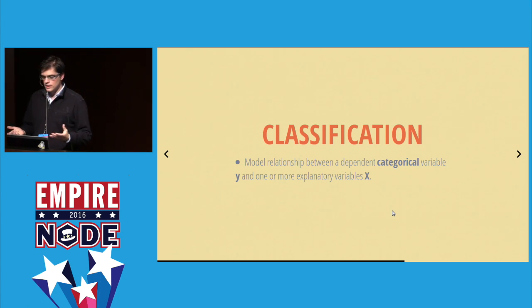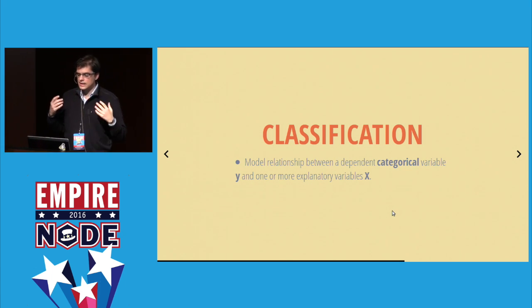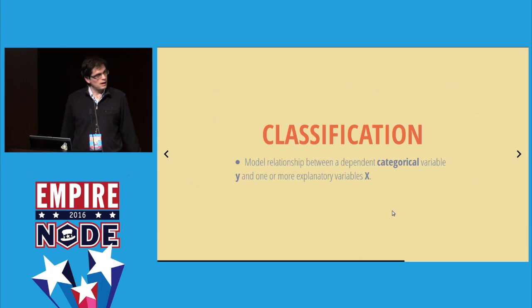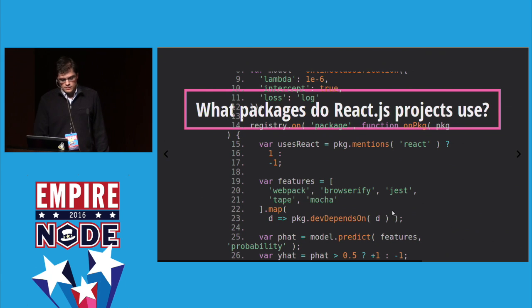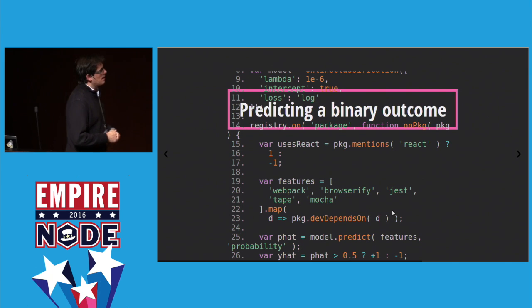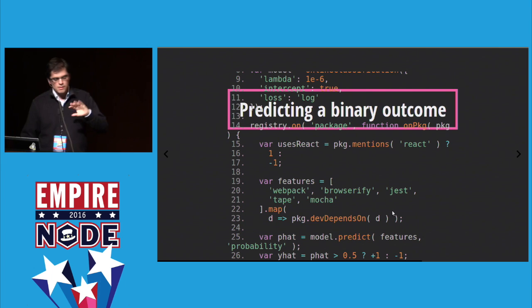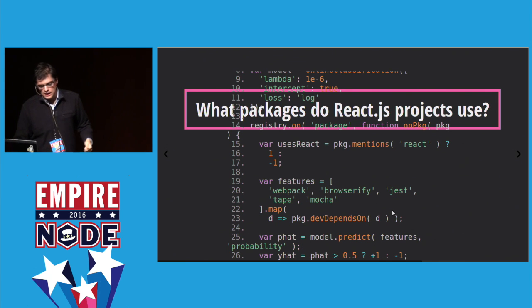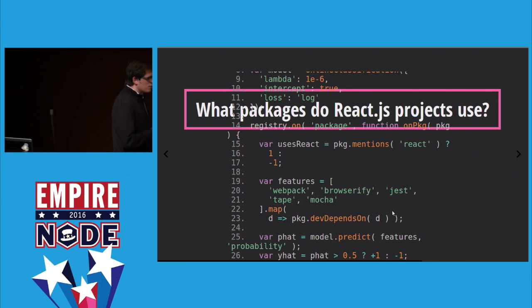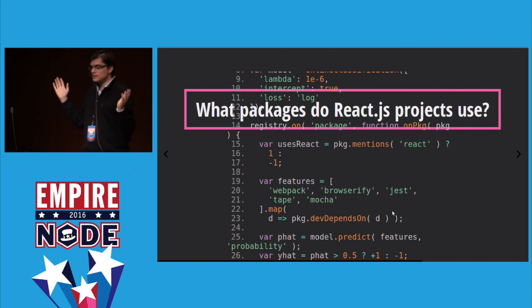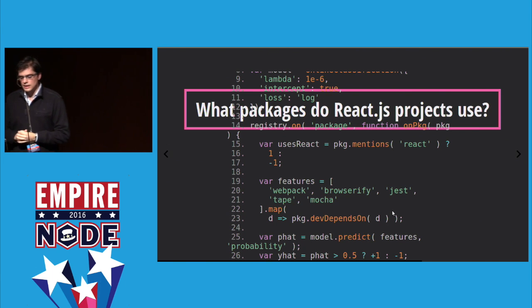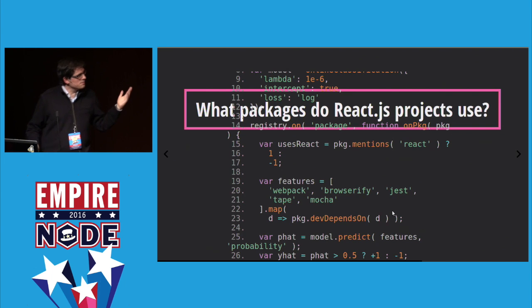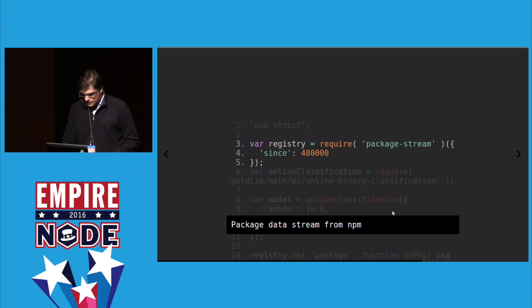Recall in classification, we are interested in predicting a categorical response variable, again using a set of predictors X. So here, let's first constrain ourselves to the binary case. So we have only 2 groups. I was interested in what kind of packages, say, React.js projects use, right? And let's look at what we are doing here.